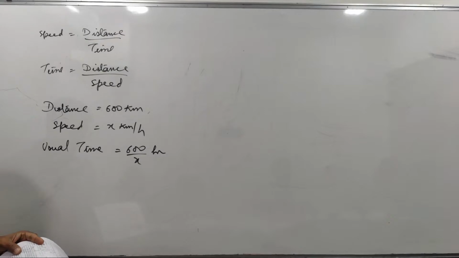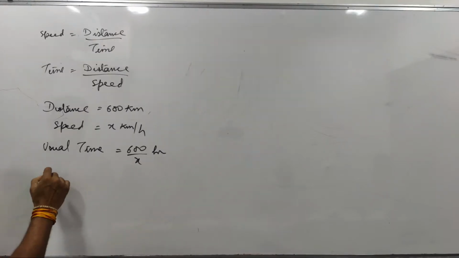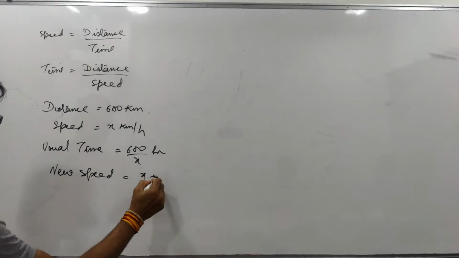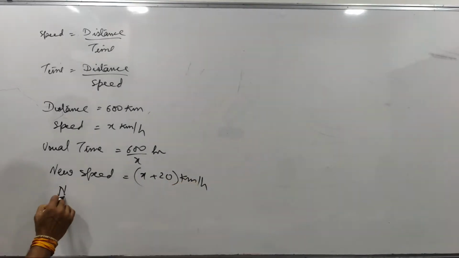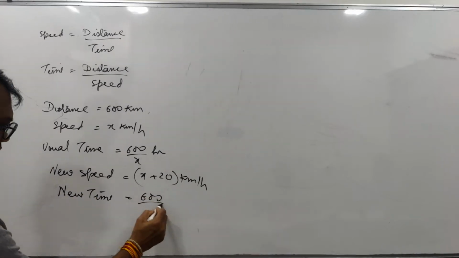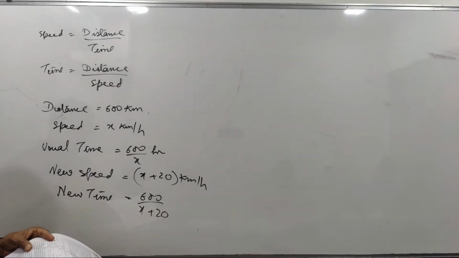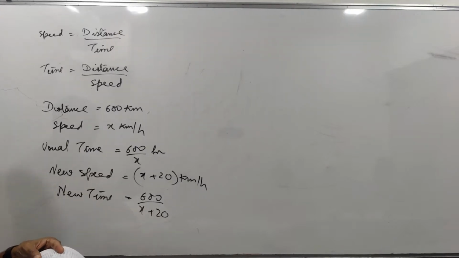Then it is written, had the speed been x plus 20 km per hour. So what is the new speed? x plus 20 km per hour. So what will be the new time? 600 upon x plus 20. So the question is, the time taken to cover the distance would have been reduced by 5 hours.